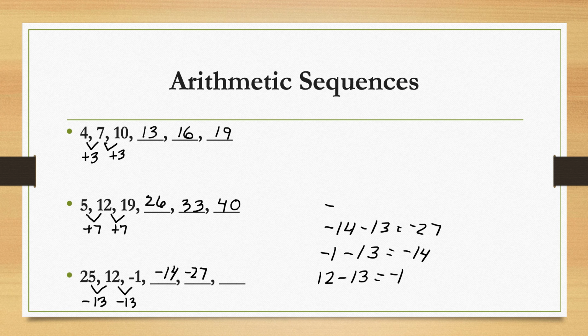All right, and then our last one, we'll take the negative 27, we'll subtract the 13 again, and that's going to give me negative 40. And that will complete that sequence.